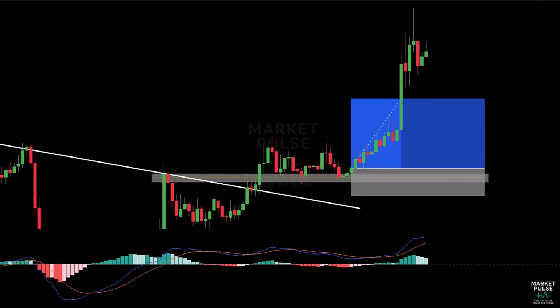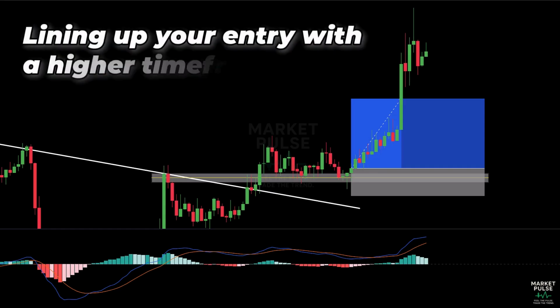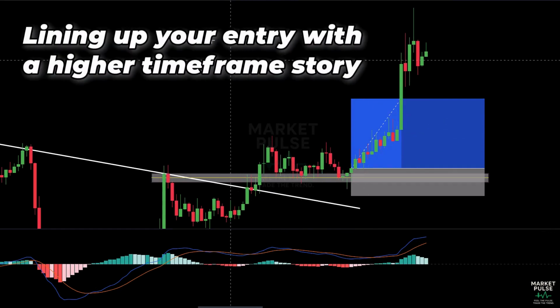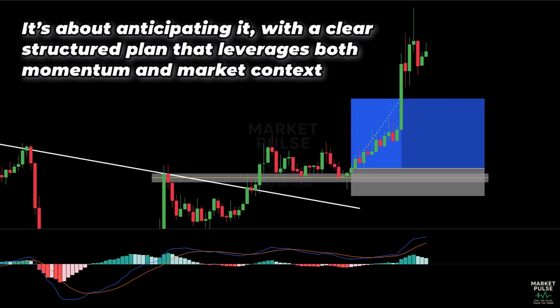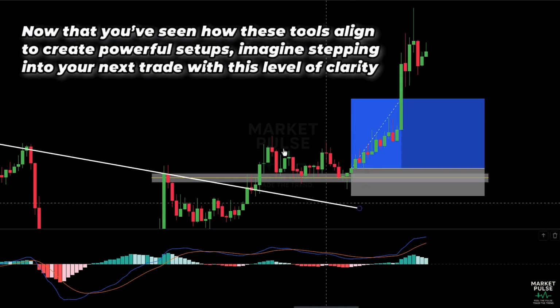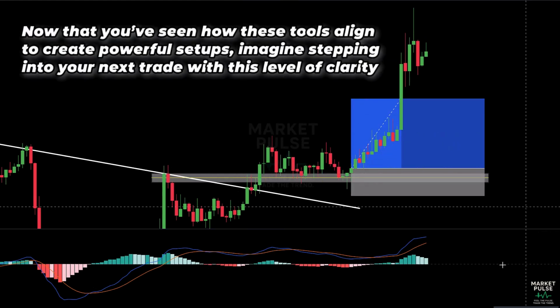This trade proves how effective the combination of trend lines and MACD can be. But what really gives you the edge is the top-down confirmation, lining up your entry with a higher time frame story. It's not just about reacting to price, it's about anticipating it with a clear, structured plan that leverages both momentum and market context. Now that you've seen how these tools align to create powerful setups, imagine stepping into your next trade with this level of clarity.